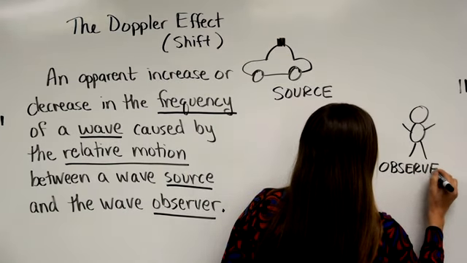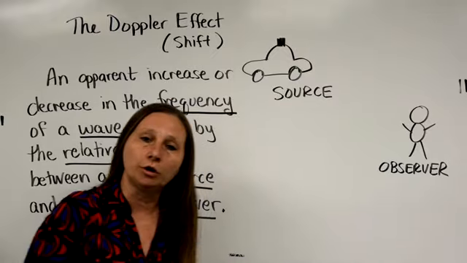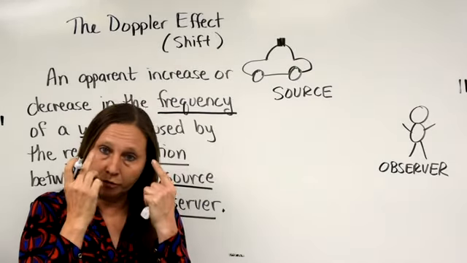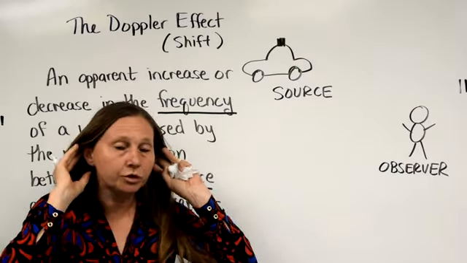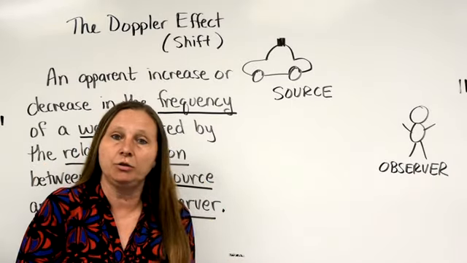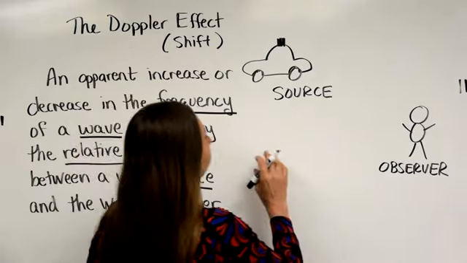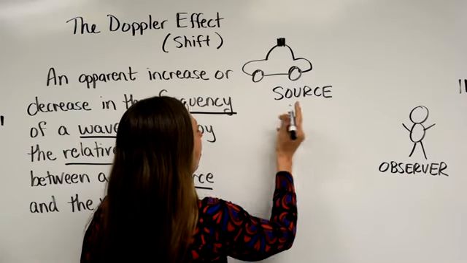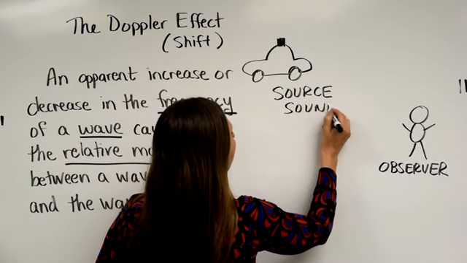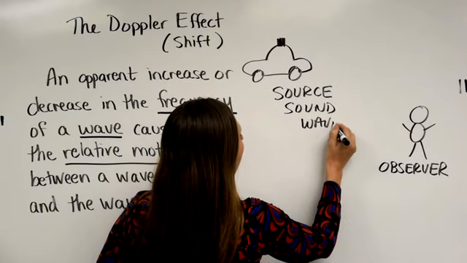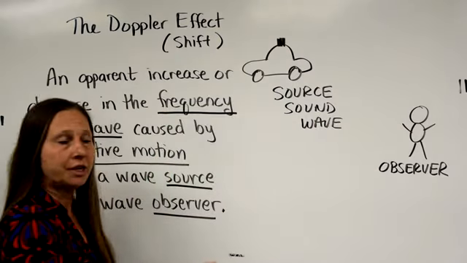Remember, you can observe using any of your senses. You can observe using your eyes. You can observe using your ears. You can observe by touching. You can observe by tasting, etc. Smelling. So this is a source of a sound wave, and the observer hears the sound wave.